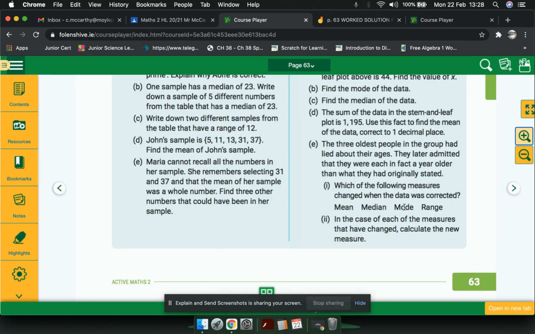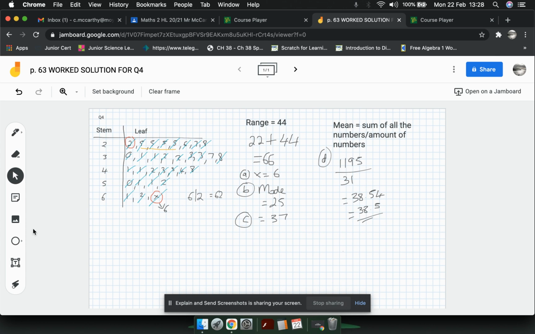Does it affect the mean? Well, what you could do there is you could work it out again. So let's have a look at the mean. I'm going to write down the answer here, which is the new mean. Now, if you think about this, they're all a year older, so you're basically adding on a year for each one of those people. So you're adding on 3 onto 1,195, and you get 1,198. That'll be divided by the amount of people, which is 31. When you work that out, you're getting a value of 38.6.